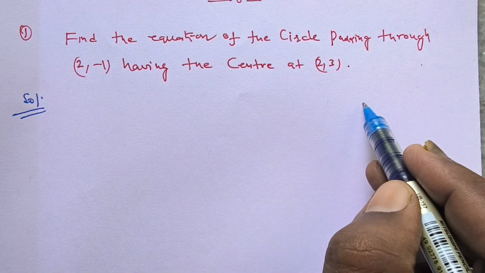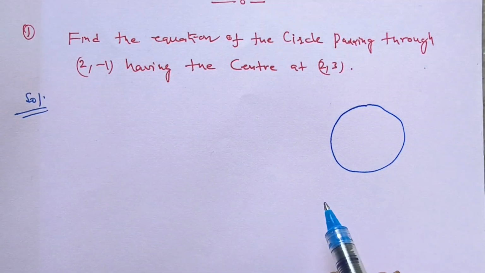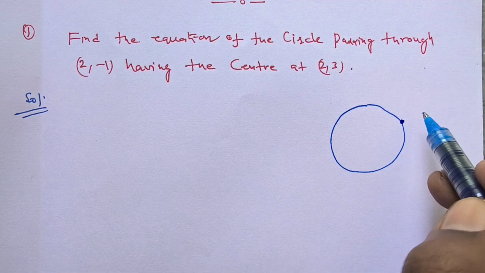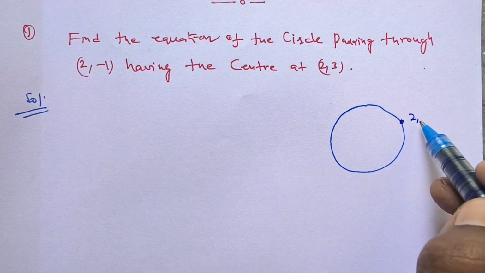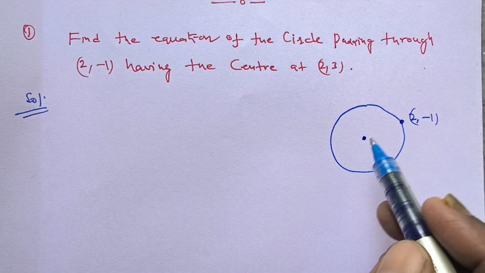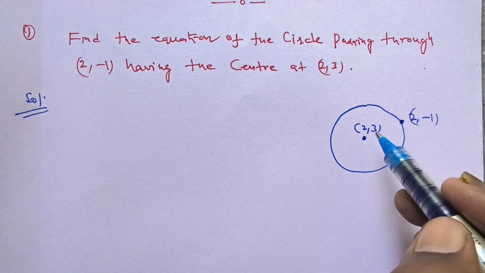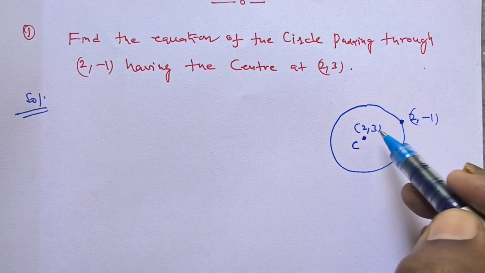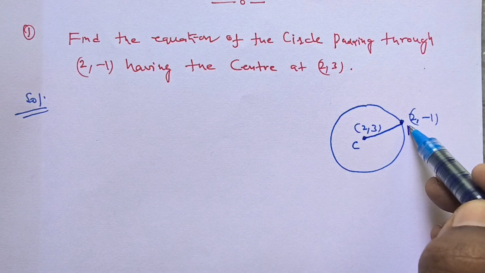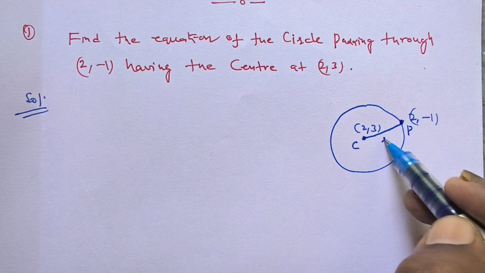By the given information, we draw a rough circle diagram here. The circle passing through the point (2, -1) and the circle having the center (2, 3). Here the distance between the center to any point on the circle, suppose we assume it as P, is equal to the radius.